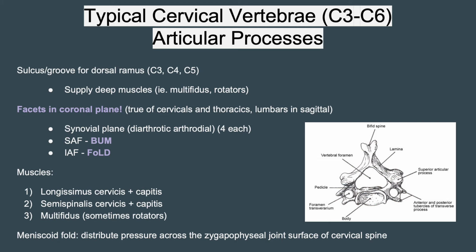So definitely know that. And then we start getting into the orientation of those facets. So what's important for you to know now is just that the superior articular facet is oriented backwards, upwards, and medially. So bum, backwards, upwards, and medially. And the inferior articular facet is oriented forwards, laterally, and downwards.